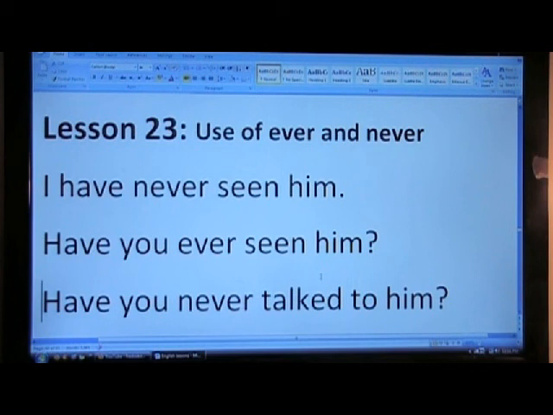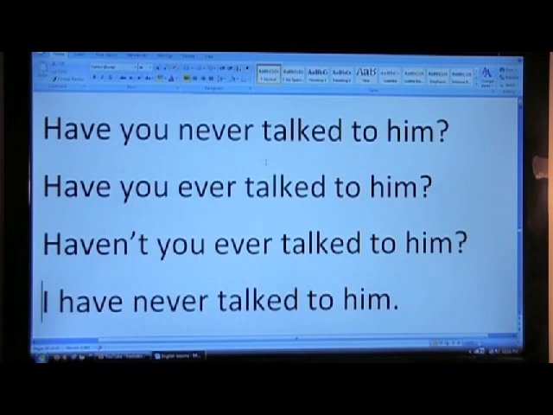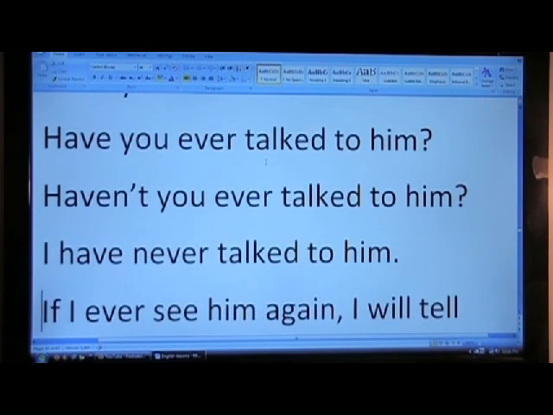Then if you want to say, did you see him yesterday or today or sometime, you say, have you ever seen him? Or you can use the word never. Have you never talked to him? You're asking, have you never talked to him? Have you ever talked to him? You're asking the question, if you have ever at any point in time talked to the person, have you ever talked to him?